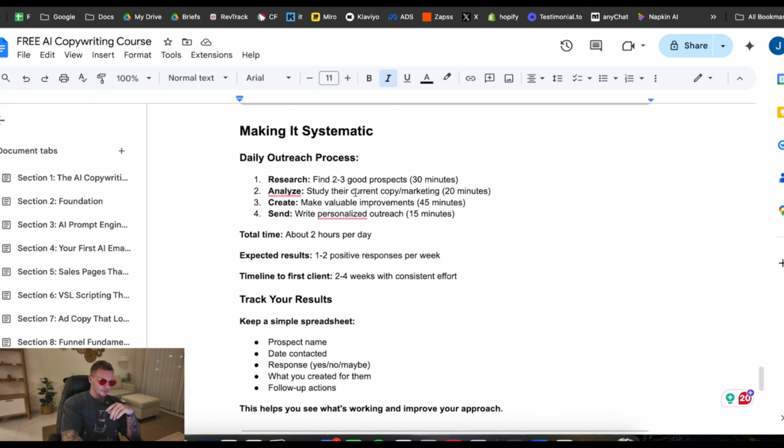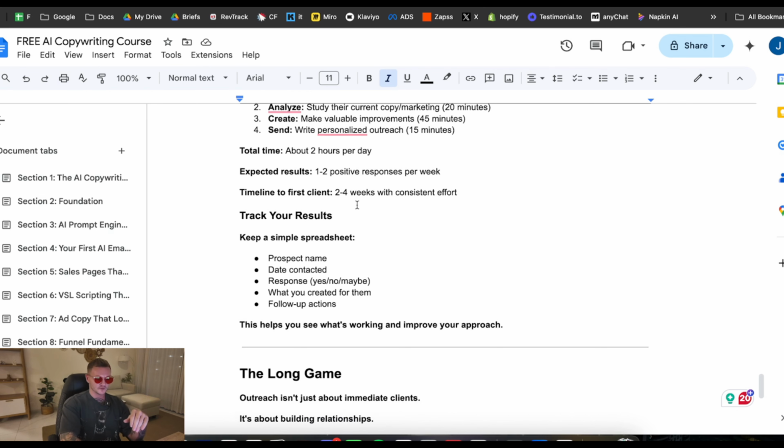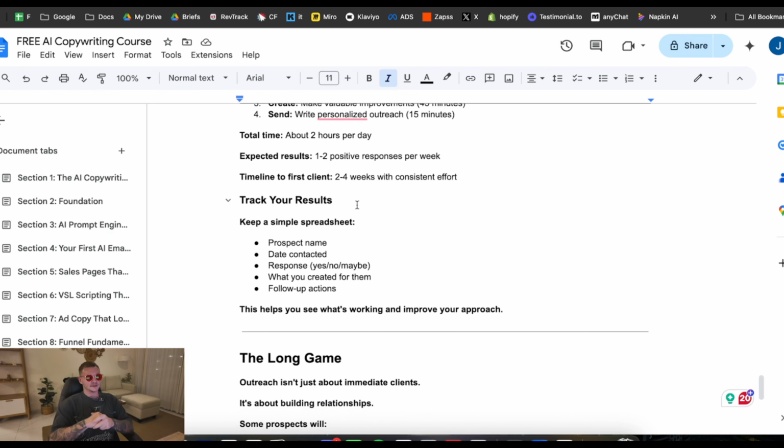So here's what to do. Research, find 2 or 3 good prospects, maybe take you like 30 minutes. Study what they're doing, and then create something for them, and then send the personalized outreach. Total time about 1 or 2 hours a day, and you're probably going to get a few positive responses a week. Timeline to first client? This could be, how long's a piece of string? But if you've done 10 of these a day, every single day for the next month, it would be hard to see you not getting a client.